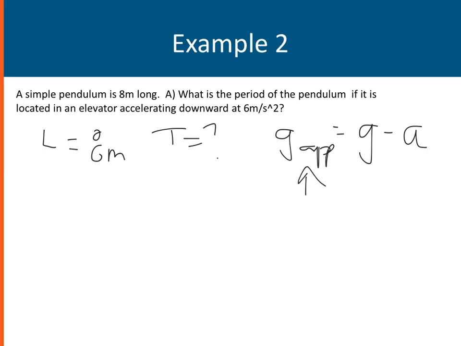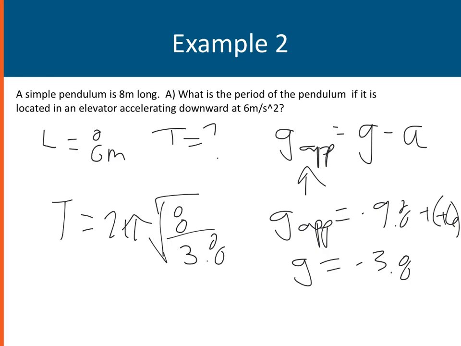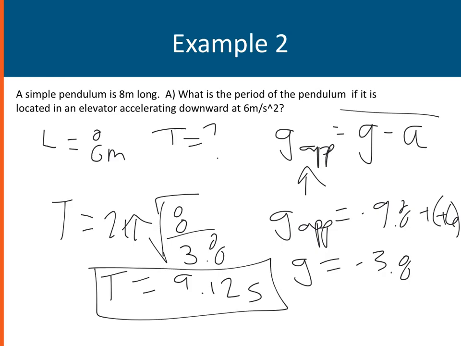So if we do that for this problem, the apparent g would be negative 9.8 minus negative 6. I say negative because it's accelerating downward. That makes these two positive, which makes the apparent g negative 3.8. And if we plug that into that same equation we've been using, then we can find out what the period is. When you plug it in, you end up with the period being 9.12 seconds. And again, we'll talk about this piece in class.